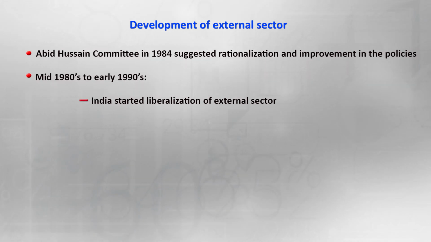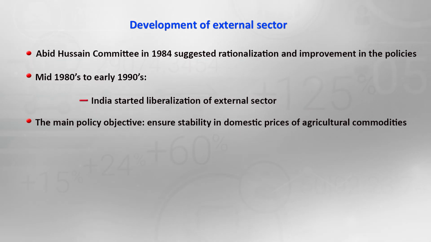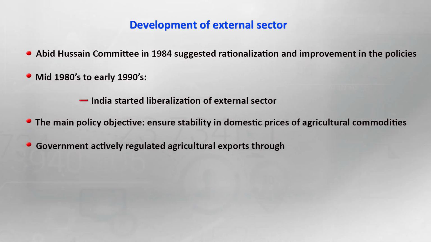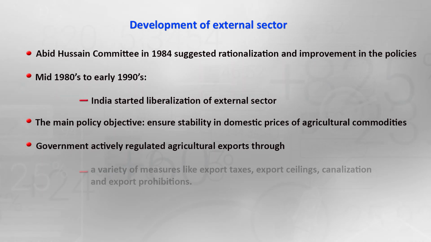And from the late 80s to early 90s, the country started the liberalization of the external sector. Actually, we started opening up our economy, and the main objective of the external sector policy was to ensure stability in domestic prices of agricultural commodities. The government actively regulated agricultural exports through a variety of measures like export taxes, export ceilings, canalization and export prohibitions.